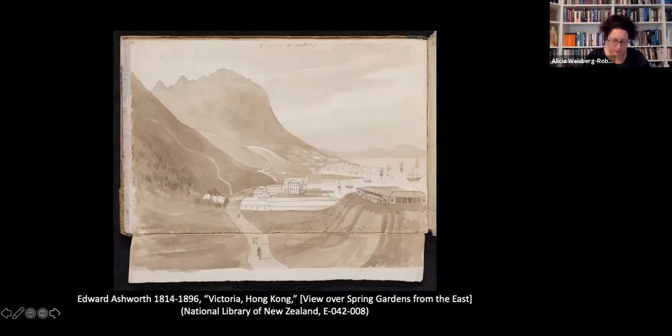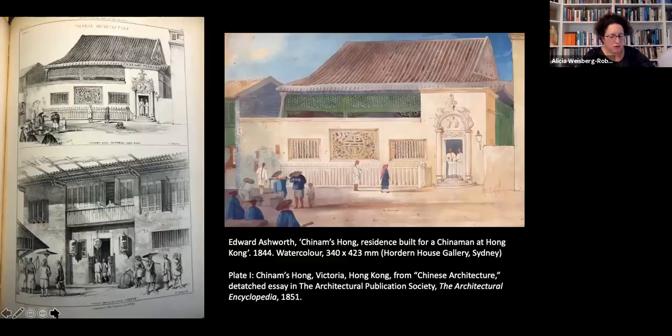Kong in the 1840s. Among those who sought their fortune during this initial building boom was the young Devonshire architect, Edward Ashworth, who arrived in Hong Kong by way of New Zealand and Australia. Ashworth, who sketched and kept journals throughout his voyage, provides us with some of the earliest street views of the city. After Ashworth's return to England in 1846, the observations he made in Hong Kong and Macau formed the original portions of his entry on Chinese architecture, published in 1851 as a detached essay for the Encyclopedia of Architecture issued by the Architectural Publication Society.